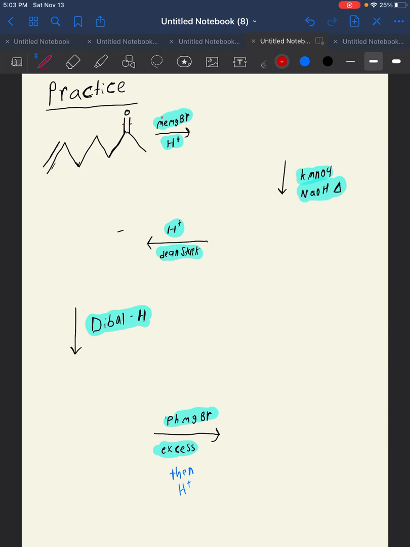But let's start. So, MeMgBr plus H plus, we know, is going to be a Grignard reaction, which is going to give us this molecule overall. And always do make sure to count your carbons. 1, 2, 3, 4, 5, 6. 1, 2, 3, 4, 5, 6. And we are correct. So with that being said, the next step is KMnO4 with NaOH.